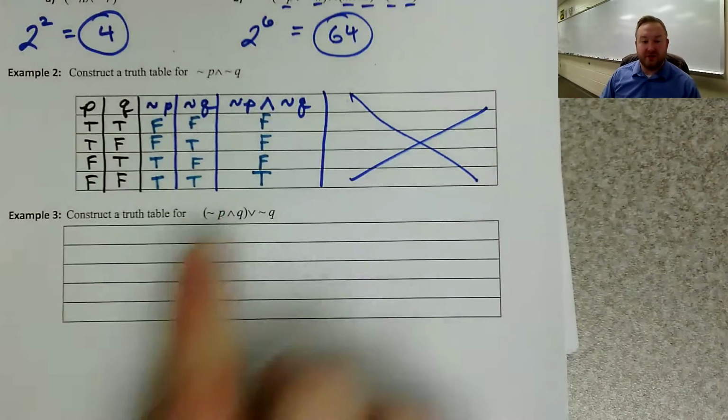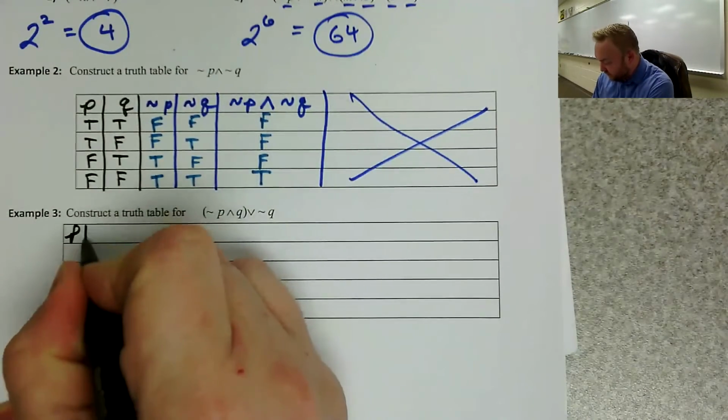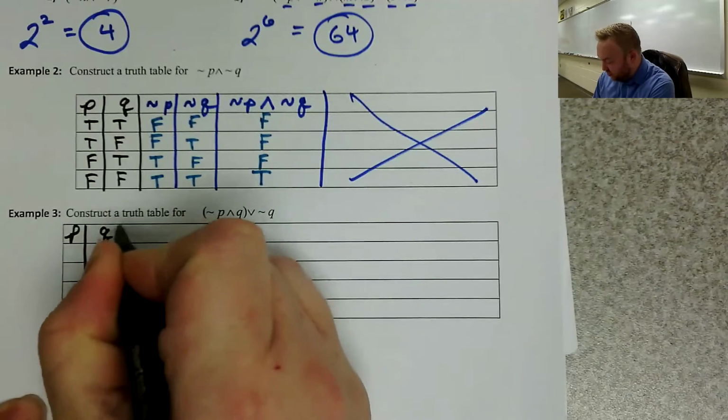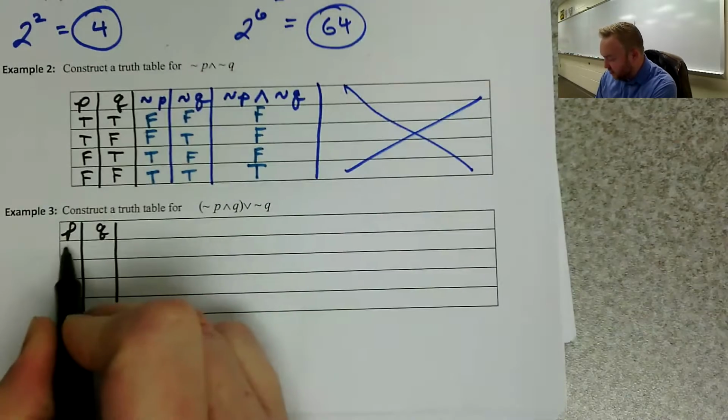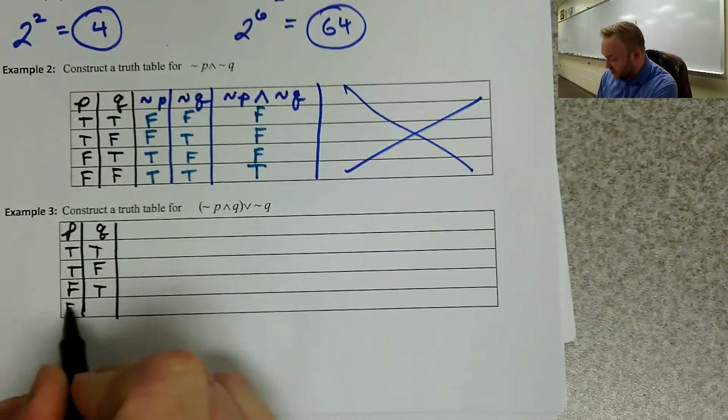Let's do another one here for P and Q. So I'll need a column for P and a column for Q. And I'm going to go ahead and do true, true, true, false, false, true, false, false.